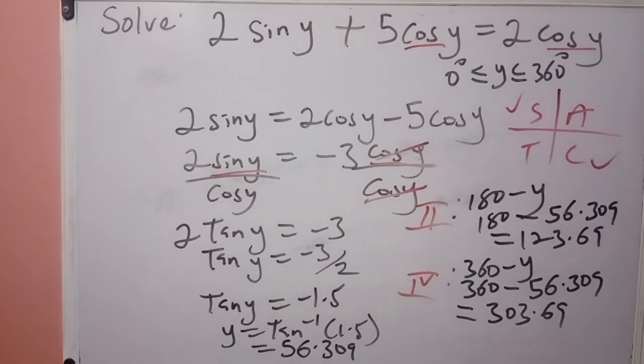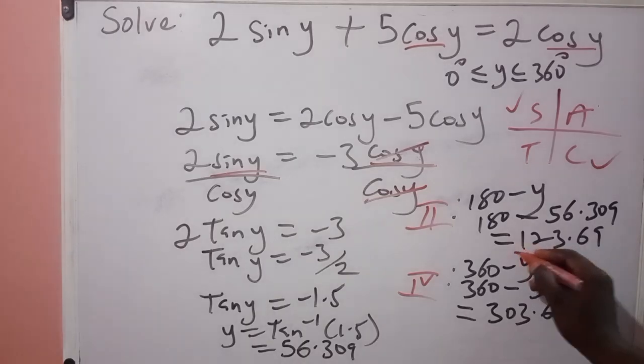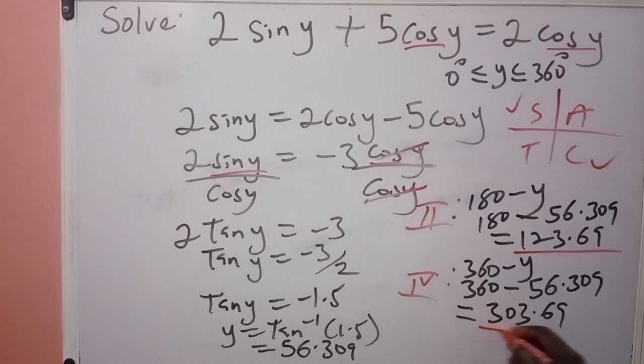So you can see that our final solution for this question is that we have gotten our y value to be 123.69 and 303.69. So that's how you solve trigonometric equations.